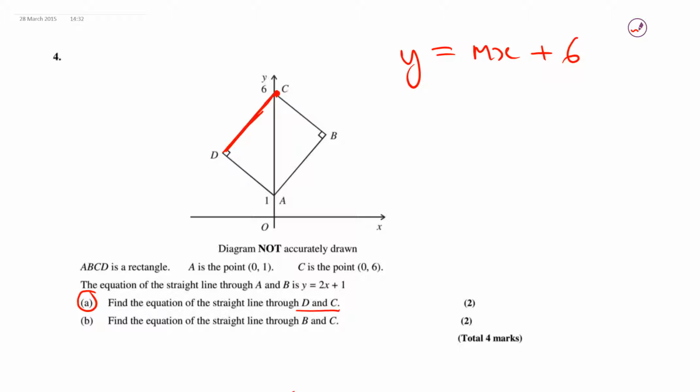Now, what else do we know? The equation of a straight line through A and B is y equals 2x plus 1. This line here. So that'll be 2x plus 1 as well. That is gradient 2, right? And what do we know about DC? It'll be the same, because it's a rectangle. So y equals 2x plus 6. Job done already.